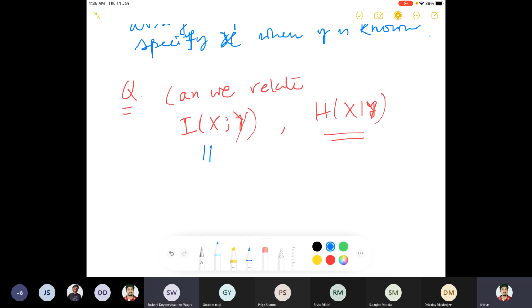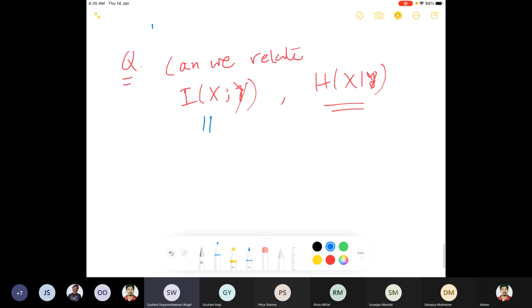But don't do this kind of mistake next time. Now tell me, what is I(X;Y), what is H(X|Y), and how can they be related? What is the definition of I(X;Y)? It's log of probability of x given y divided by probability of x.